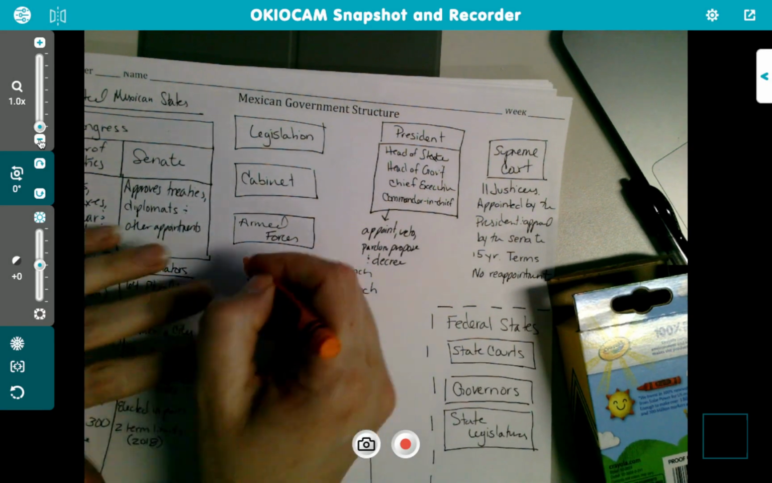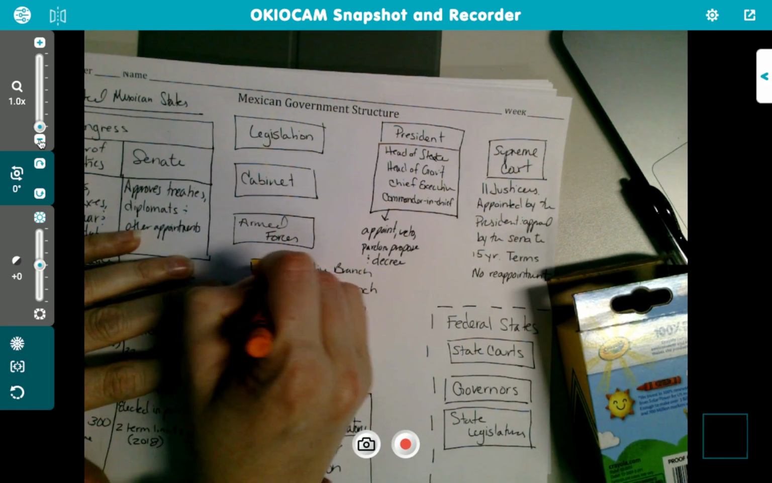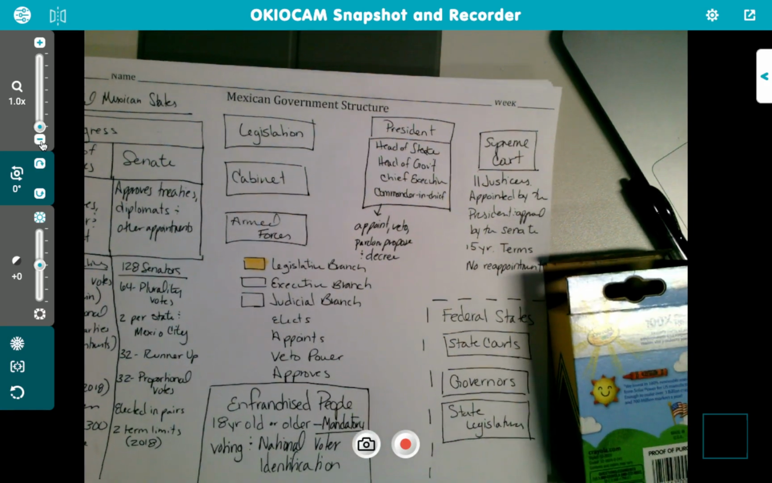All right, for your legislative branch, if you have colors, let's do it. I'm going to do mine orange. You do not have to have matching colors to me. I don't care what color you make it. But some people do care.